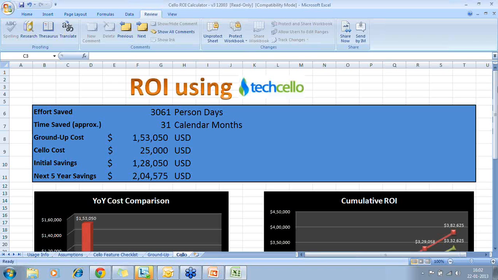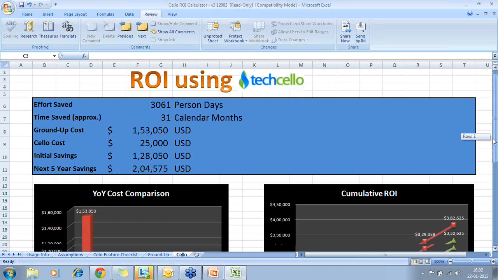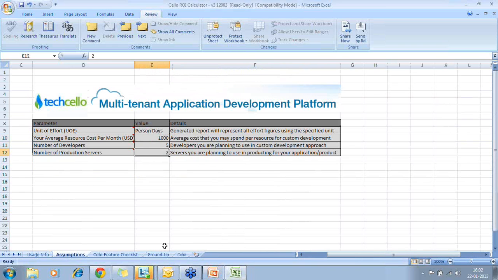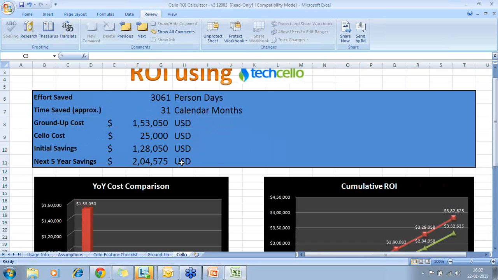There is also another sheet followed by it which can give you an idea of what happens when you do it using a framework like Cello, for example. So the ROI here, if you look at, you can straight away save the effort, which is the 3,000 odd percentage, and then you can save approximately around 30 calendar months. Ground up cost, you would have spent 153K building this, whereas Cello would have cost you 25K because you are buying the 5 developer license and say 2 server license. So Cello comes with a cost based on developer and server license. So it's going to take up 25K.